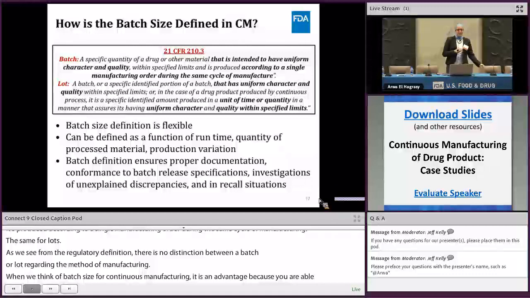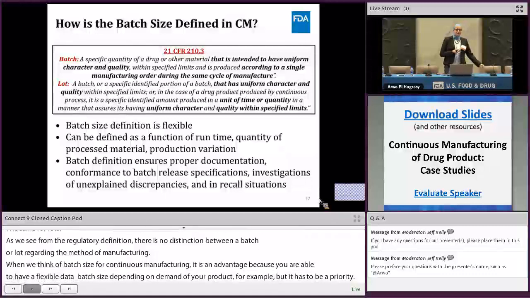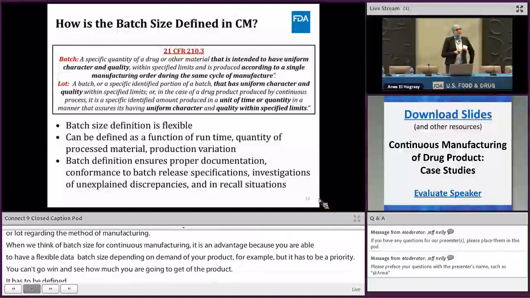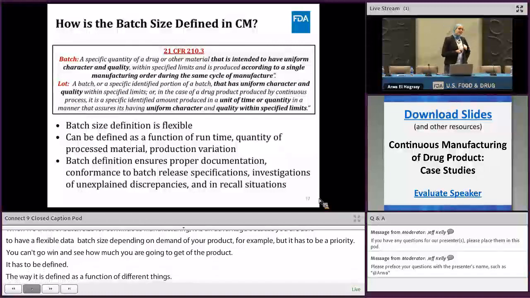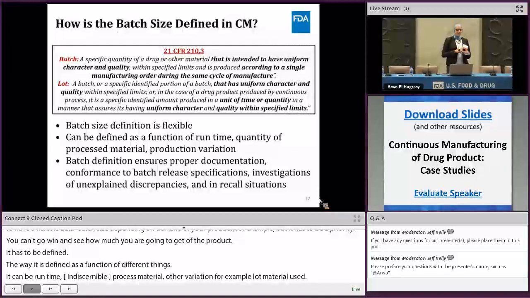And the way it's defined can be as a function of different things. It can be as a function of runtime, quantity of processed material, or any other product variation, for example, lots of material used. And so having a proper batch definition is important for proper documentation, to be able to conform to batch release specification investigations, and also in case of recalls in which it has to be traced back to a certain batch.